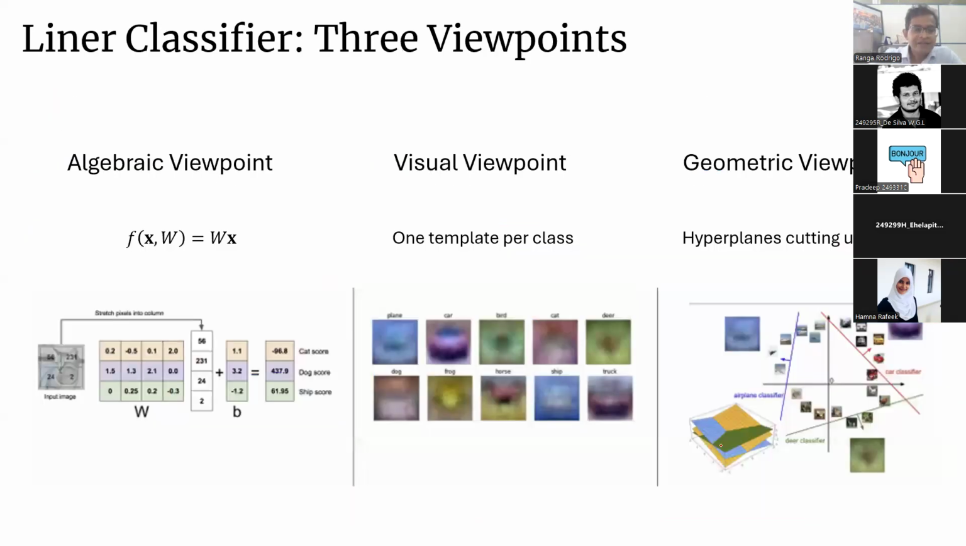Okay. So now we saw the three points of view: algebraic point of view, the visual point of view, and the geometric point of view of a linear classifier. Any questions or comments? Are we okay?